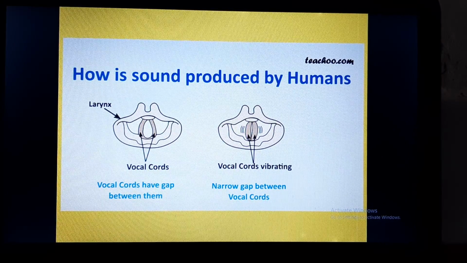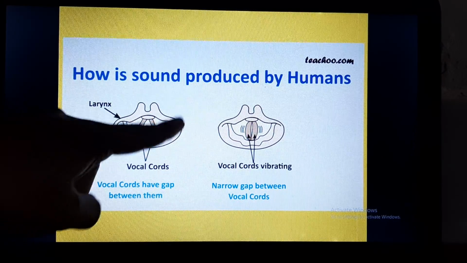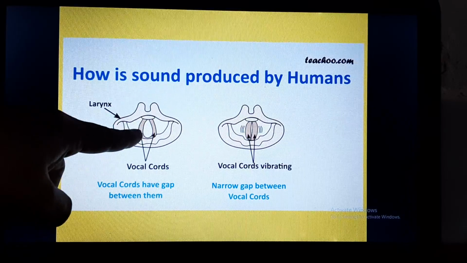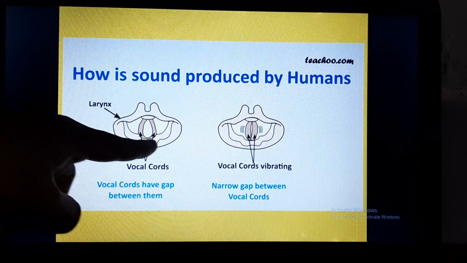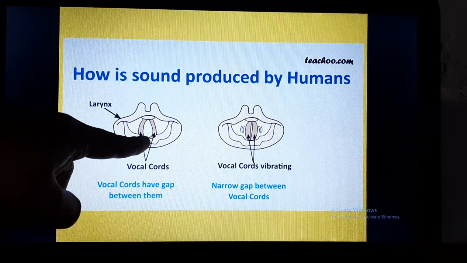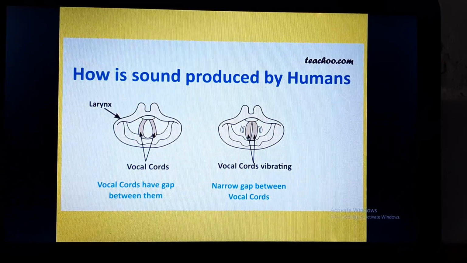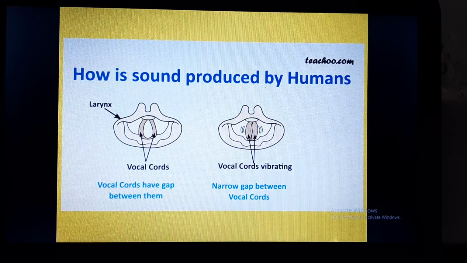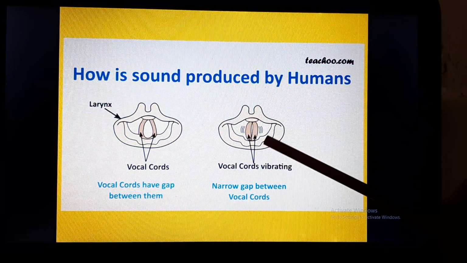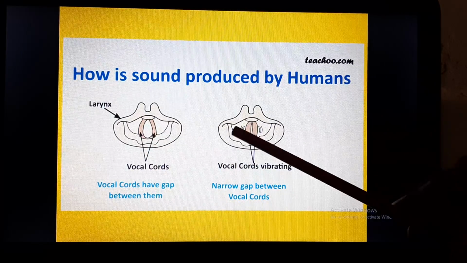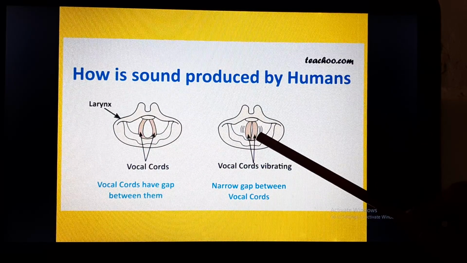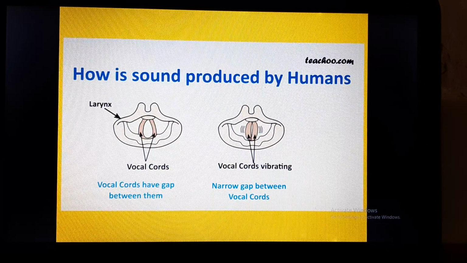So here you can see the vocal cords. This is the larynx or the voice box. These are the two vocal cords and the gap between these vocal cords is called the slit. So whenever the air passes through the slit, these vocal cords vibrate and hence the sound is produced.